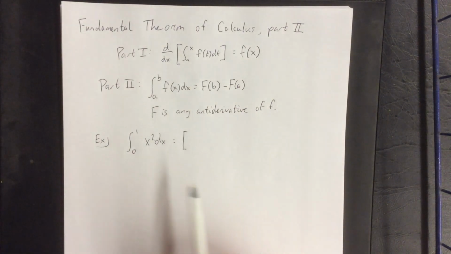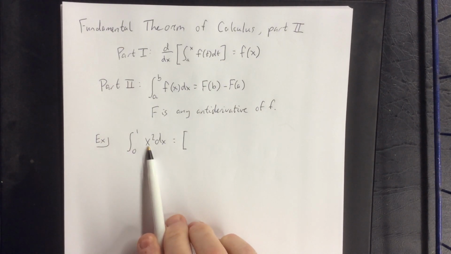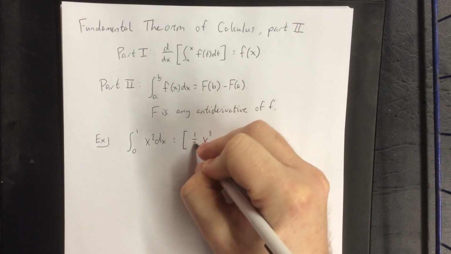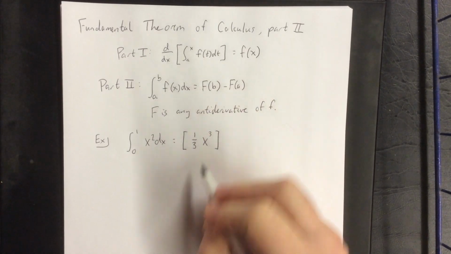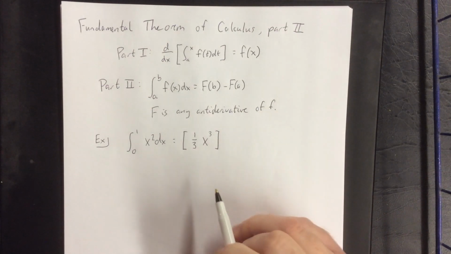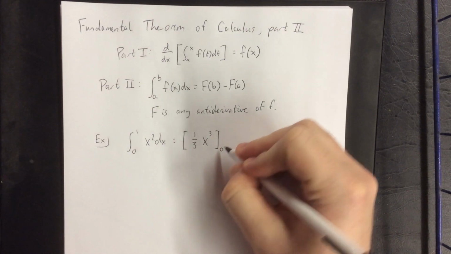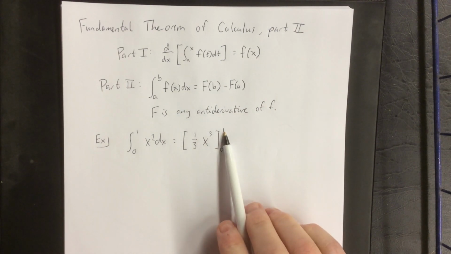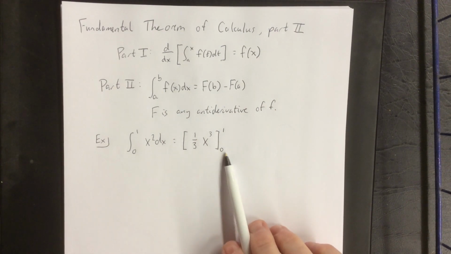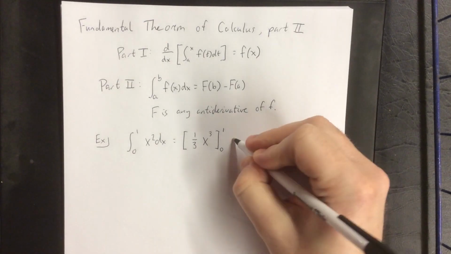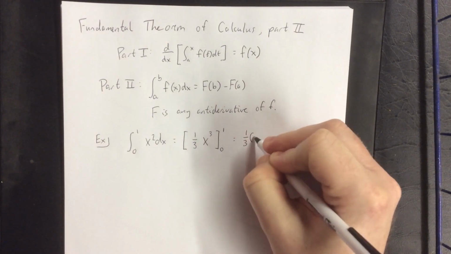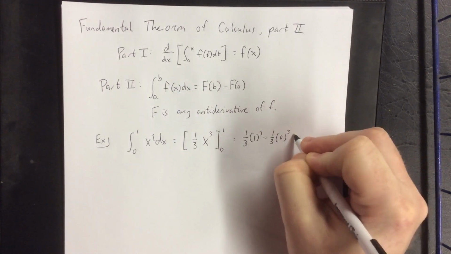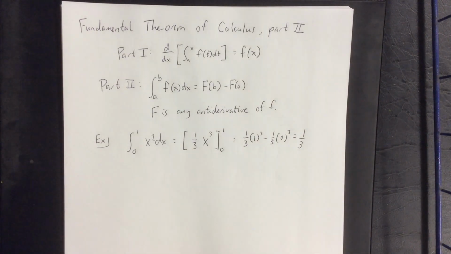So part 2 says find any antiderivative of x squared. Applying the power rule for antiderivatives, that would be 1/3 times x raised to the third power. The notation we use is to put our bounds for the integral on the right-hand side to indicate I'm going to plug in this value to this function, then plug in this value to this function and subtract the result. So this will be 1/3 of 1 cubed minus 1/3 of 0 cubed for a final answer of 1/3.